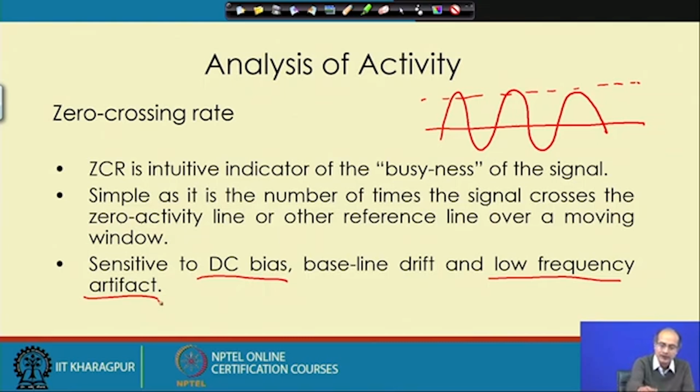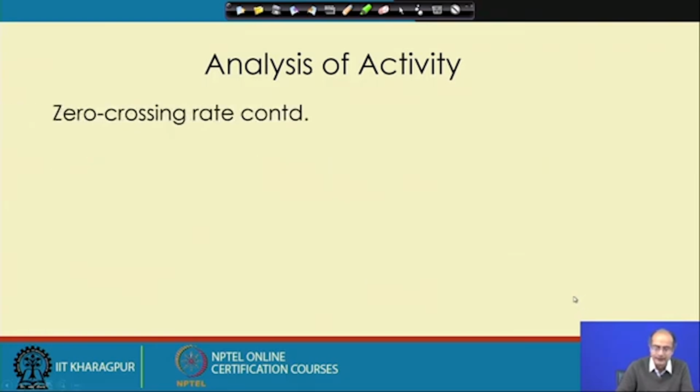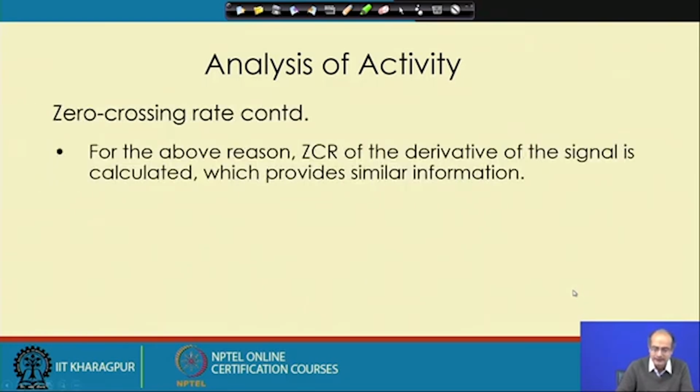So that is part of the challenge here, and to take care of that, many researchers have suggested that for zero crossing rate, let us take the derivative of the signal and then calculate the zero crossing rate.